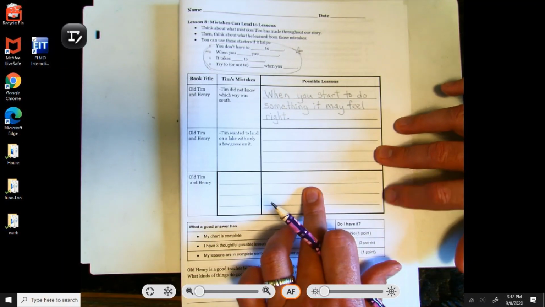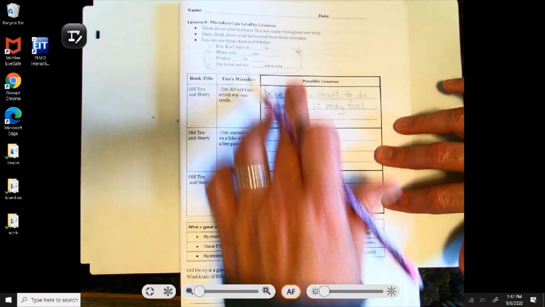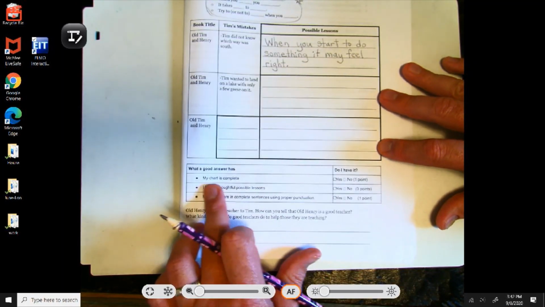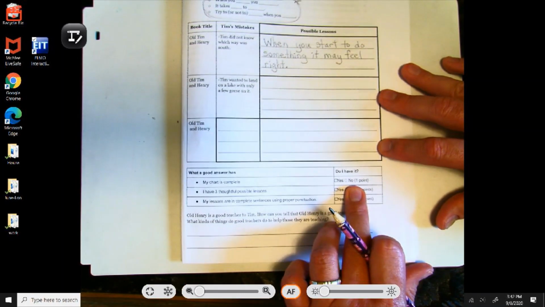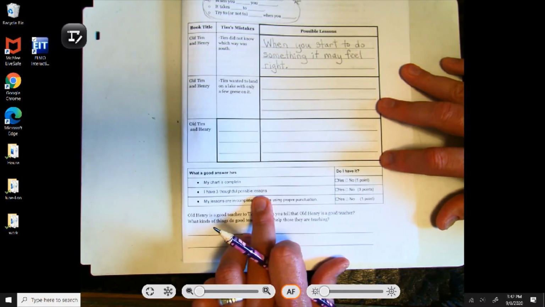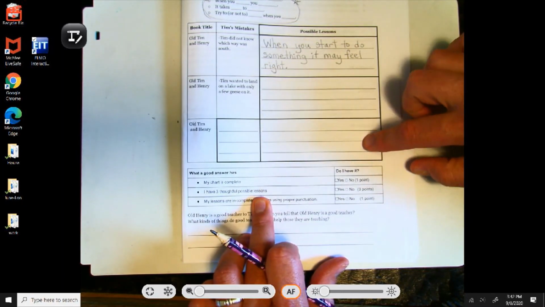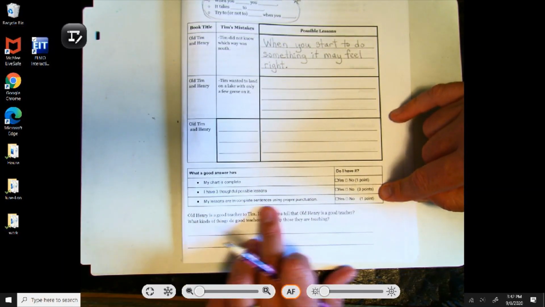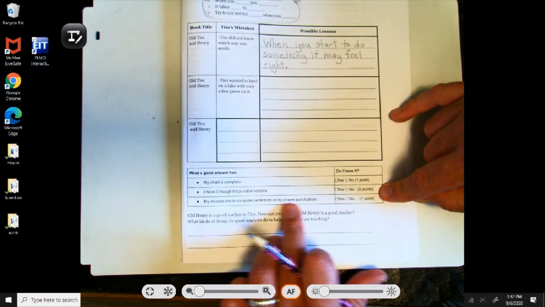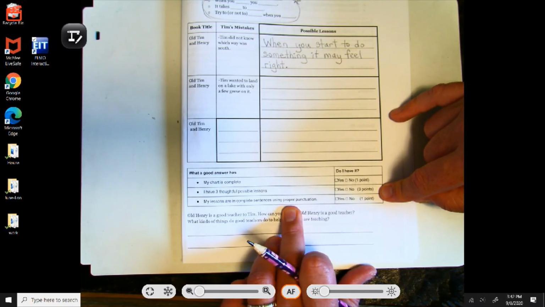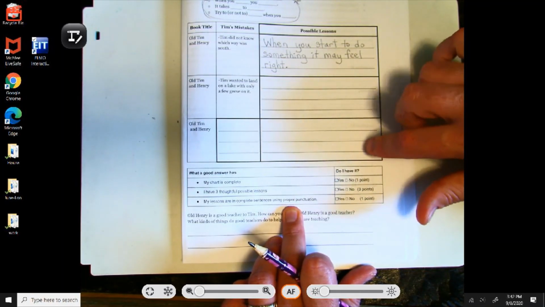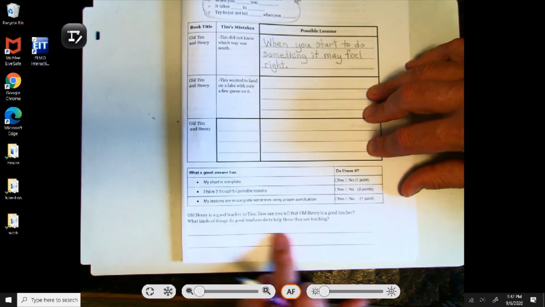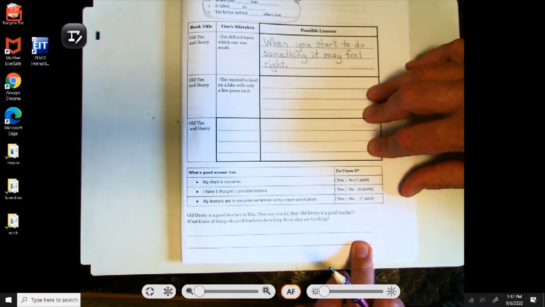Try your best. It's going to be tricky today. But remember, you have some starters up there that could help you. Right? Then we have a little rubric, right? My chart is complete for a point. Right? You thought of lessons that were learned. That's 3 of the points. And make sure you're using proper punctuation and complete sentences, right? So work carefully. Then we have one more little thing right here that you need to answer.